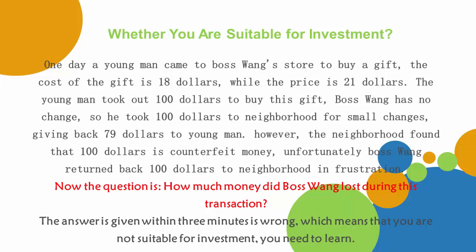How much? 200. How to calculate? Okay, first let's see this one. If this is the $100, right? Let's calculate, okay? This $100, then Boss Wang lost $100, right? Because he returned the $100 to the neighborhood, and then he gave back $79 to the young man. So he lost $79. Is it correct? Not correct.